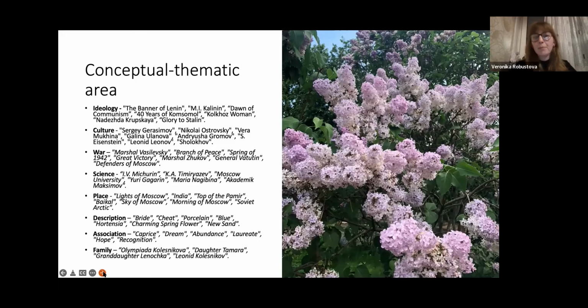For example, the Banner of Lenin, of course. Kolesnikov lived during the Soviet time, and here his lilac has a lot of names connected with Lenin. And then Kalinin, also the presentation of the Soviet past, Dawn of Communism, 40 Years of Komsomol, Kolkhoz Woman, that's Nadezhda Krupskaya, that's Lenin's wife, and Glory to Stalin. So all these names are dedicated to the Soviet Union and to the ideology.